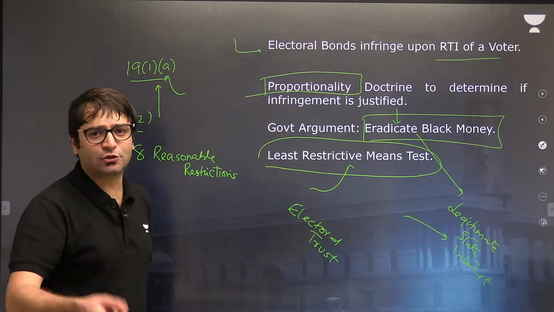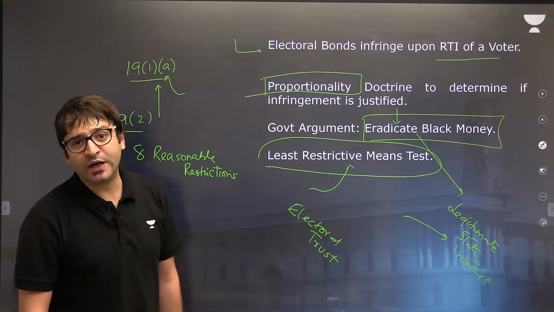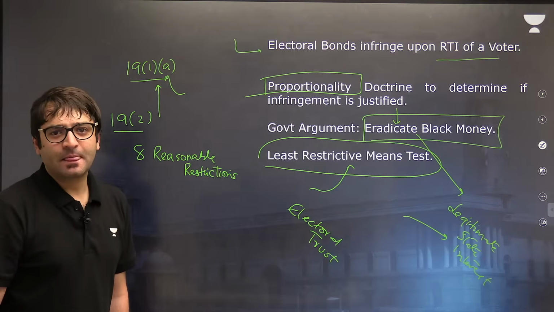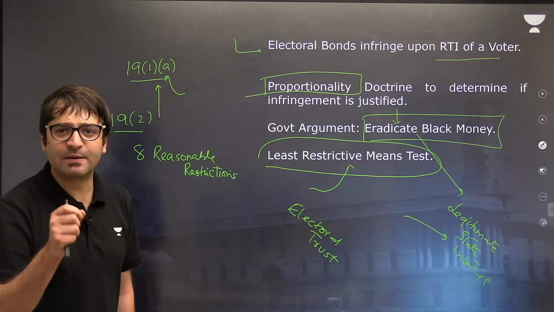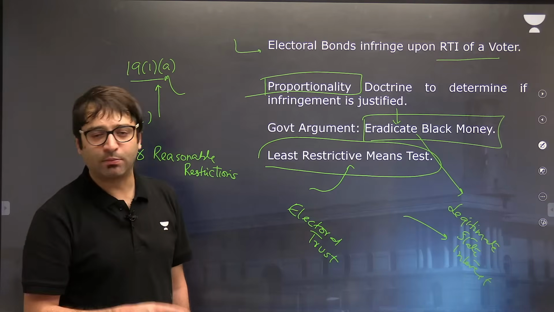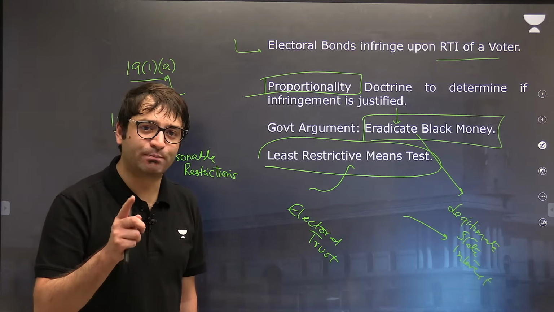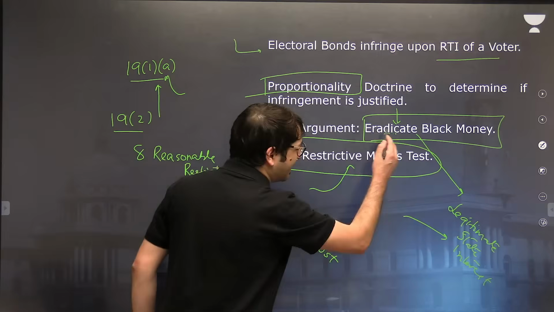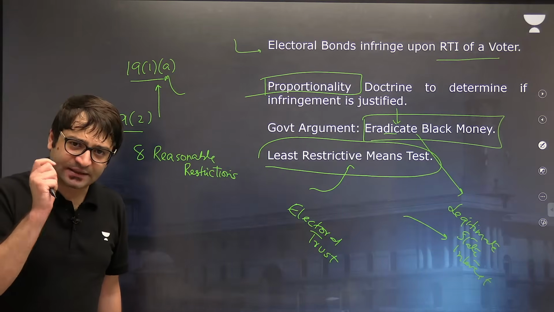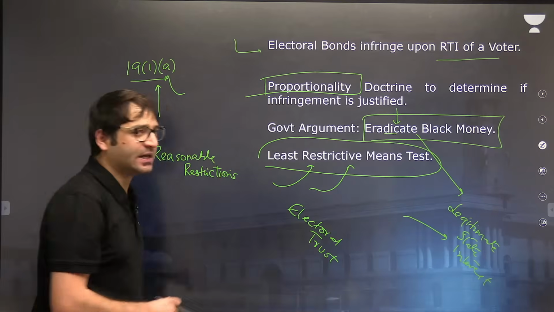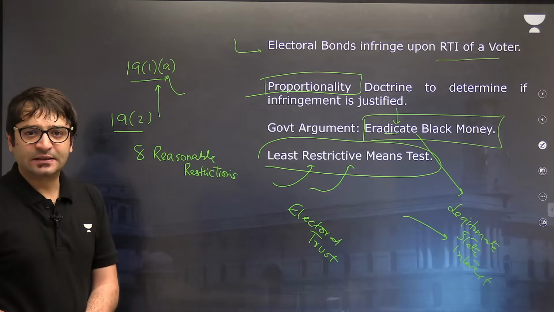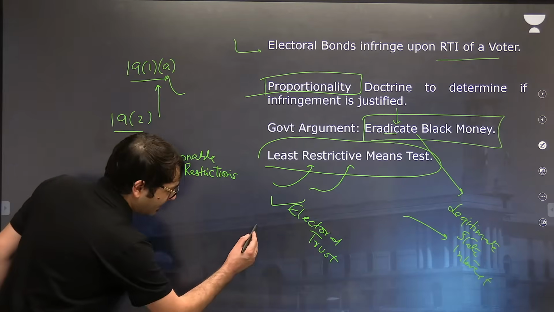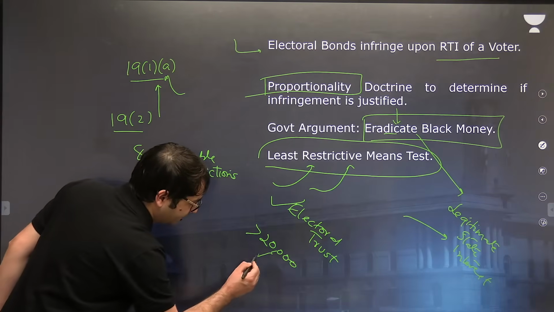In fact, in the last 10 years, close to 2,500 crore has been donated to political parties through electoral trusts. But in just 5 years, close to 16,000 crores have been donated to political parties through electoral bonds. And the biggest beneficiary of that is the ruling political party. If the real objective is to eradicate black money, for that we need to apply the least restrictive means test. And the other least restrictive ways are electoral trust or any contribution more than 20,000.